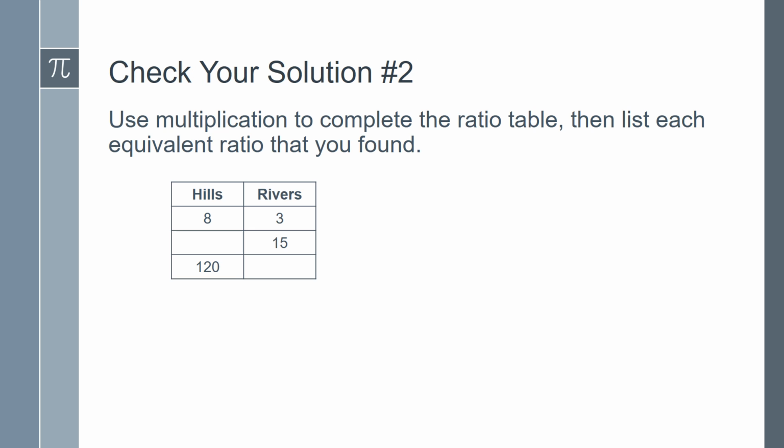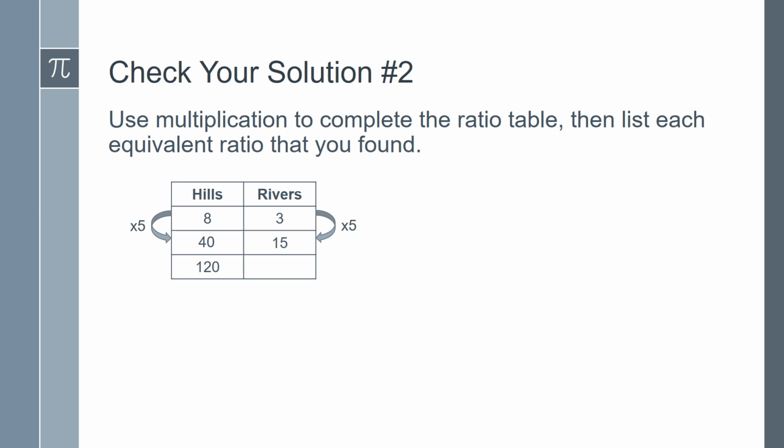We started this problem with a ratio of 8 hills to 3 rivers. In the second step we have 15 rivers, so we need to multiply the right-hand side by 5. In order to keep the ratio equivalent, we must then multiply the left-hand side by 5. 8 times 5 is 40. So our new ratio is 40 hills to 15 rivers.